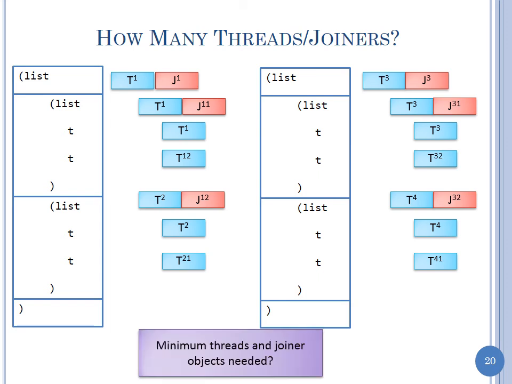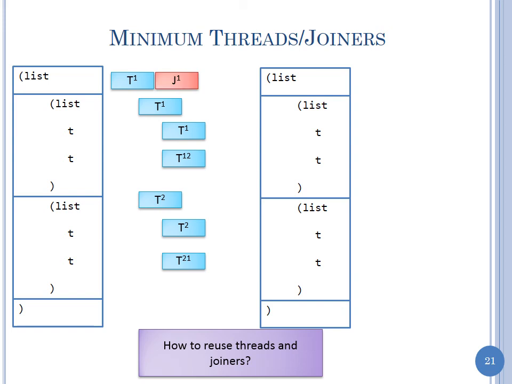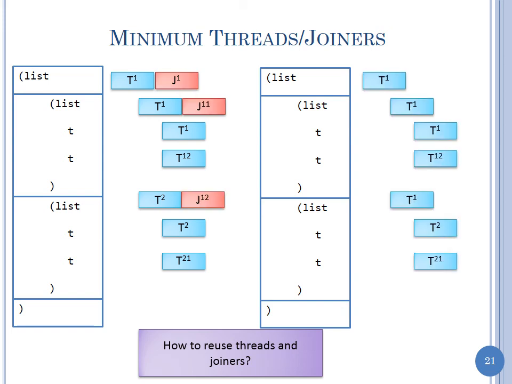So we want to do the following. So minimum threads and joiner objects needed. I'll have to do this all over again, but make sure that I don't. Okay, I won't click another time because I might go to the next slide.